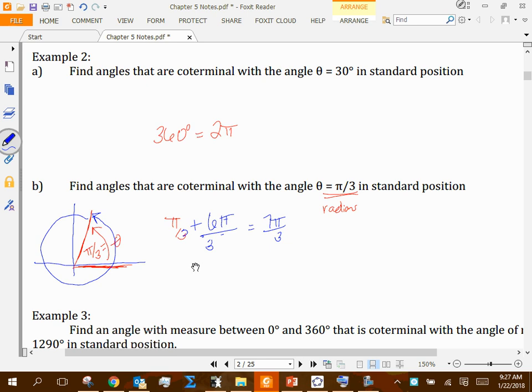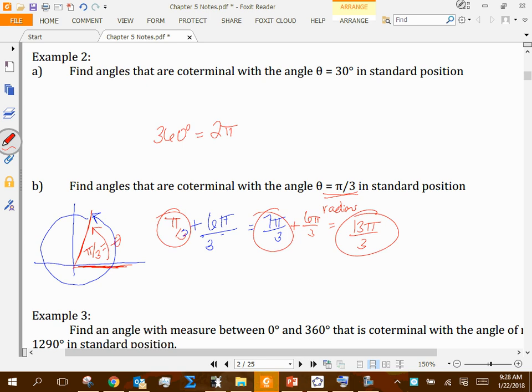How do I get another coterminal angle with it? What can I add to 7 pi over 3 again? 6 pi over 3. So then 13 pi over 3. That angle, that angle, that angle, they're all coterminal, right? Okay. And I can keep doing that.